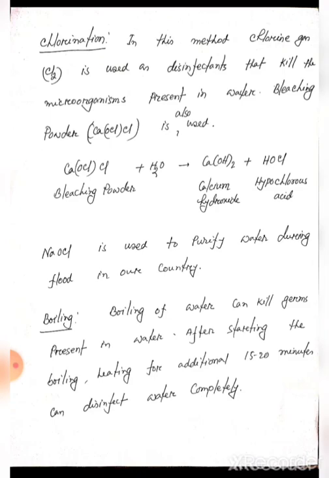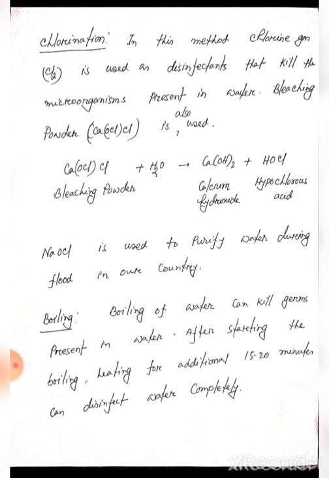If bleaching powder reacts with water, it will produce calcium hydroxide and hypochlorous acid. HOCl is the hypochlorous acid, and Ca(OH)2 is calcium hydroxide. The chemical name of bleaching powder is calcium chlorohypochlorite. We can also use sodium hypochlorite to purify water, and it is vastly used in Bangladesh during floods.